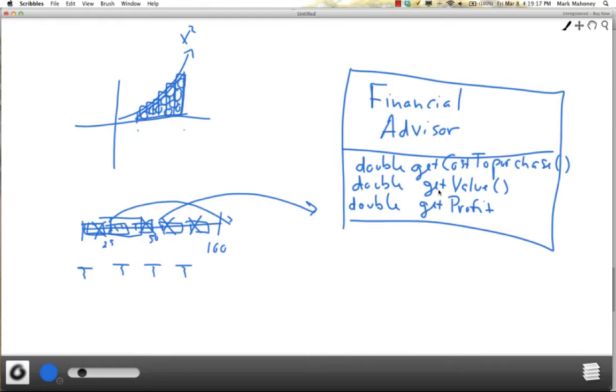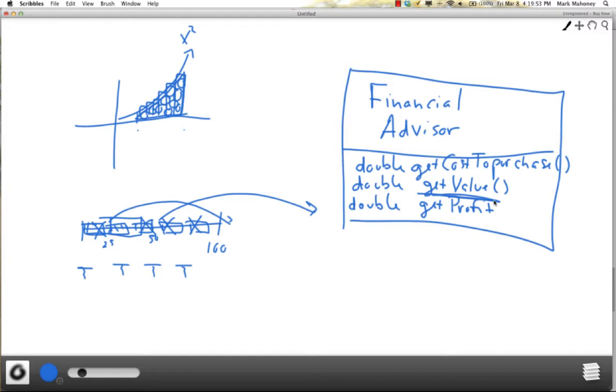The problem is that the financial advisor might want to explore the value of the portfolio under different circumstances. So when we talk about getting the value, we might want to consider a very optimistic future. So maybe take the current value of the market and increase it by some percentage. Or maybe a pessimistic future. Take the current value of the market and decrease it by some percentage. Or we might want to see, well, what is the value exactly today, right now? We'd have to go and get the current value of all the stocks.